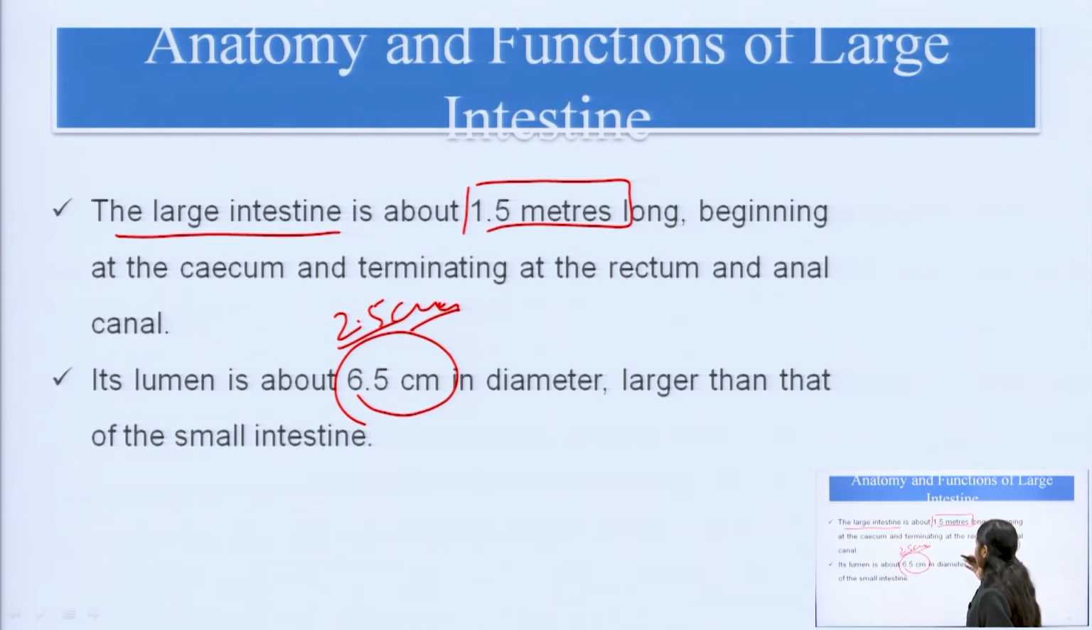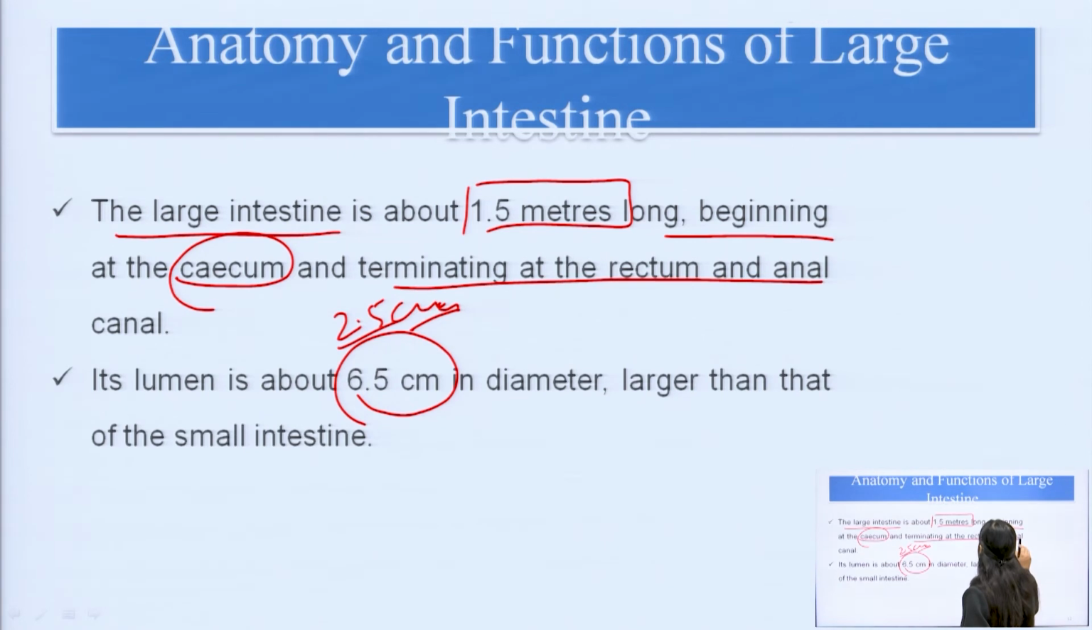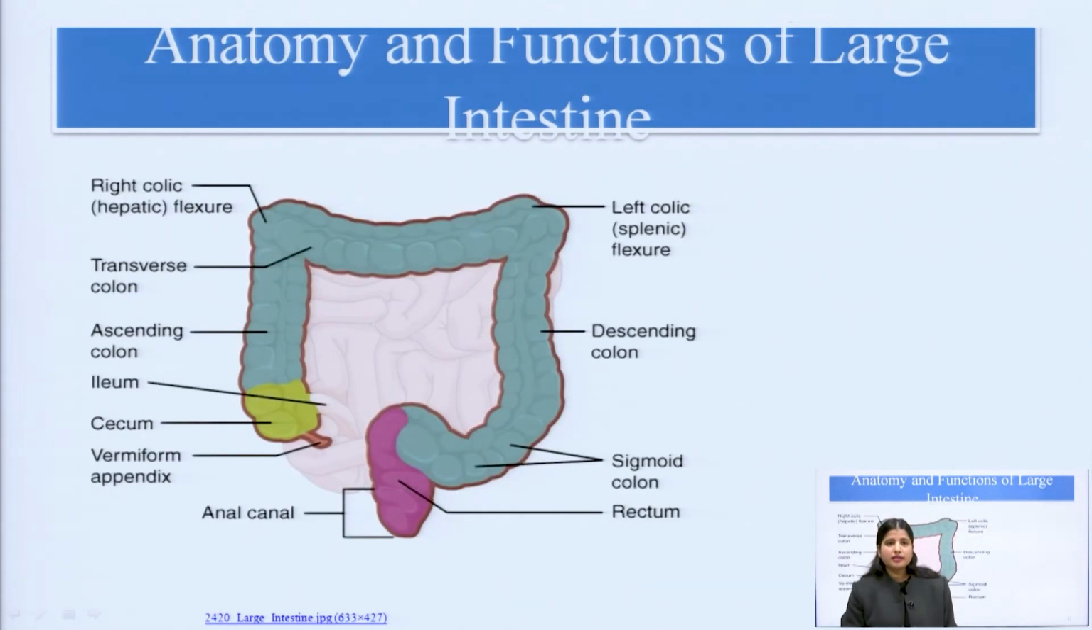Now see the other points here. The large intestine is about 1.5 meters long, beginning from the cecum and terminating at the rectum and anal canal. The diameter is 6.5 centimeters, which is larger than the small intestine. This is the diagram here. You can see the part here. It starts from the cecum area.